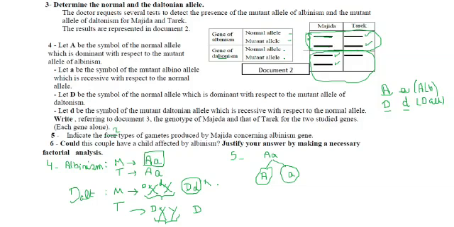Number 6, could this couple have a child affected by albinism? Majida has capital A small a, and Tariq has capital A small a concerning albinism. Could they have an affected child by albinism?